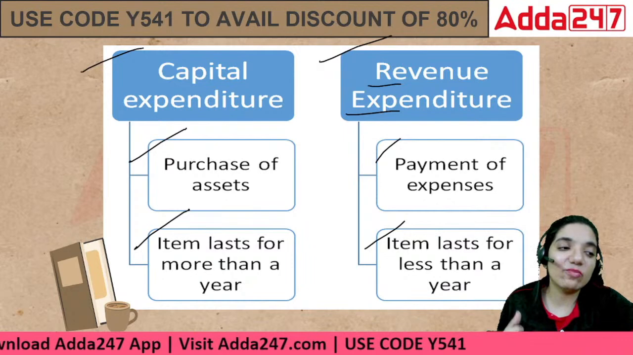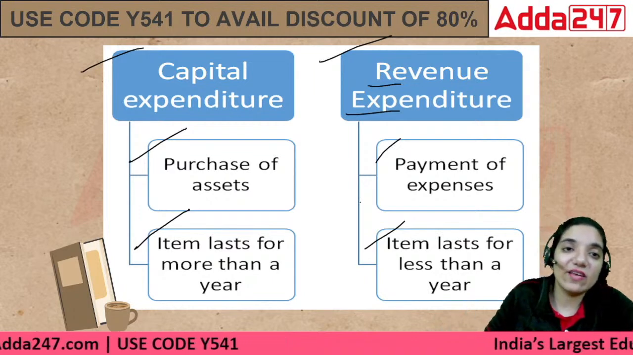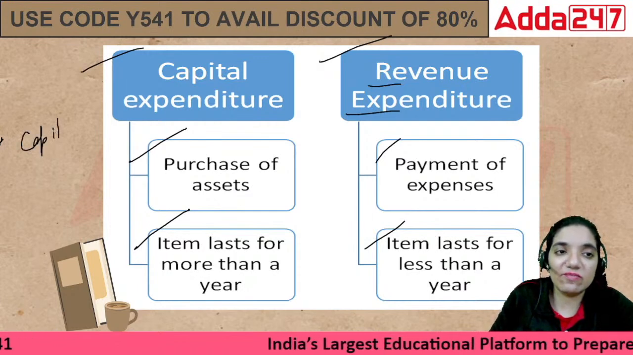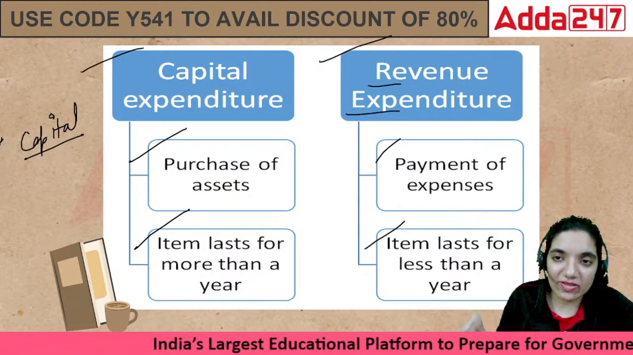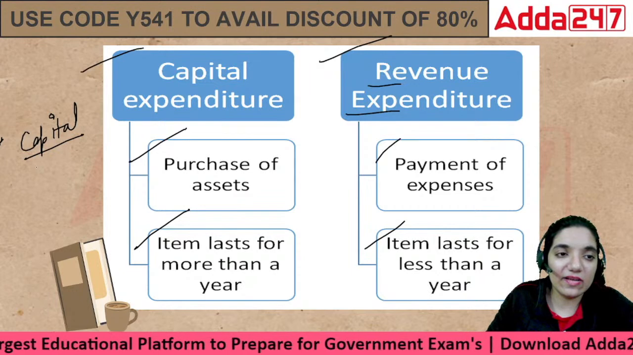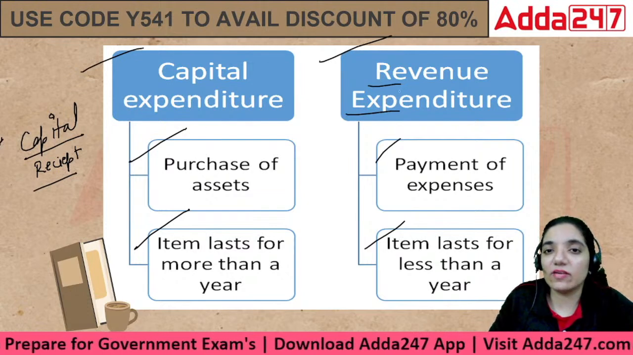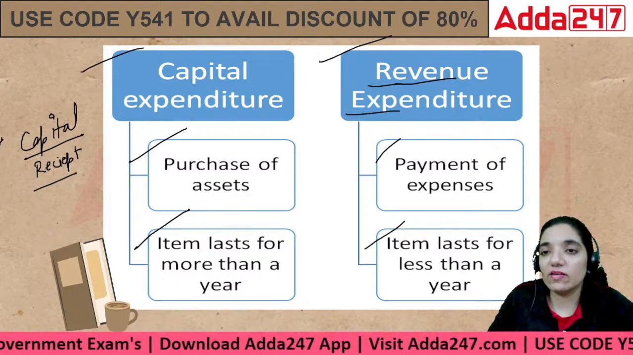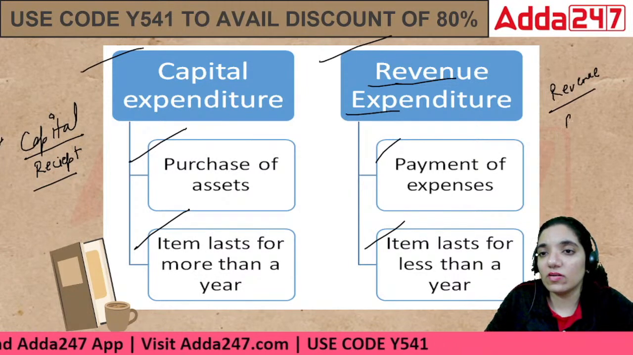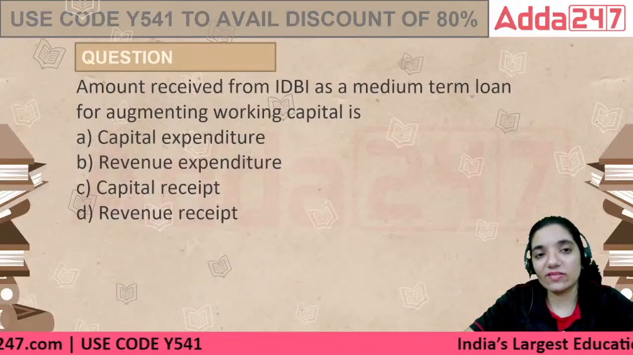Any receipt that you receive because of a liability being generated, or an asset being taken away by someone else, would be treated as a capital receipt. When you receive money by bidding goodbye to an asset, or by taking on a new liability, that is a capital receipt. Then in terms of revenue expenditure, here it would be a revenue receipt. Right? So these are the various areas available for us.